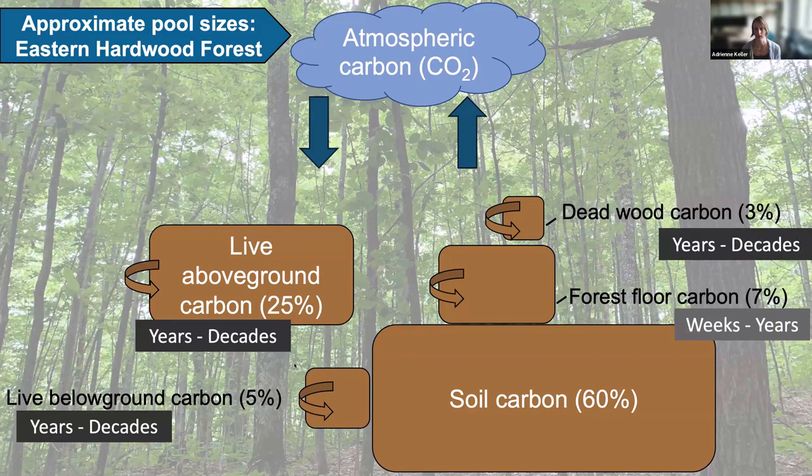And of course, this depends a lot on site conditions and climate. But these are just rough approximations, and a lot of you probably have great insight into the rate at which carbon cycles in your exact site. And then, if we think about soil carbon, which again is the largest pool in many systems, including in this example of eastern hardwood forest, soil carbon sticks around for much longer, decades to centuries, or even longer.